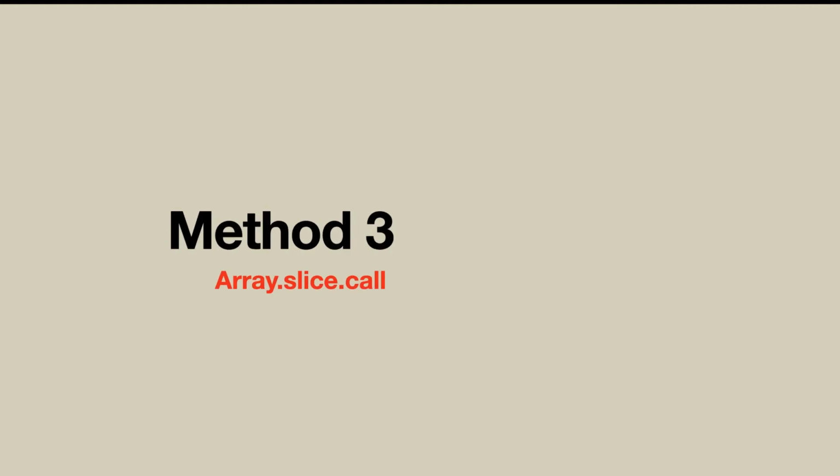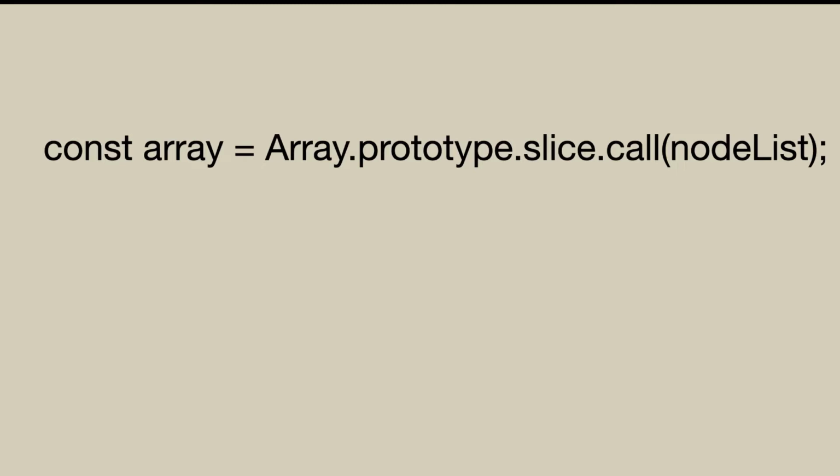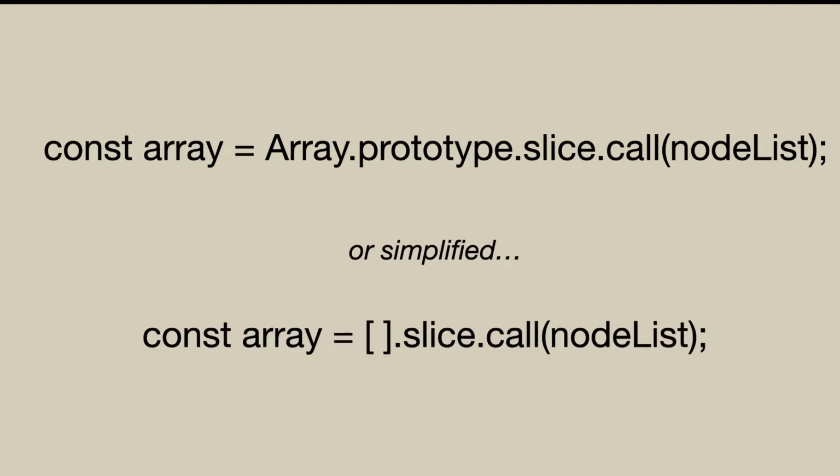The third method, and the most complicated, is to use Array.slice.call. So you'll see this is by far the longest. You have to call Array.prototype.slice.call, put your node list inside, and believe it or not, this will convert it into an array. You can simplify this by replacing Array.prototype with square brackets, and it will do the same thing. Cleaner in my opinion, but again, this last method is a bit overcomplicated. Now let's go through a live example to show you how this works in practice.